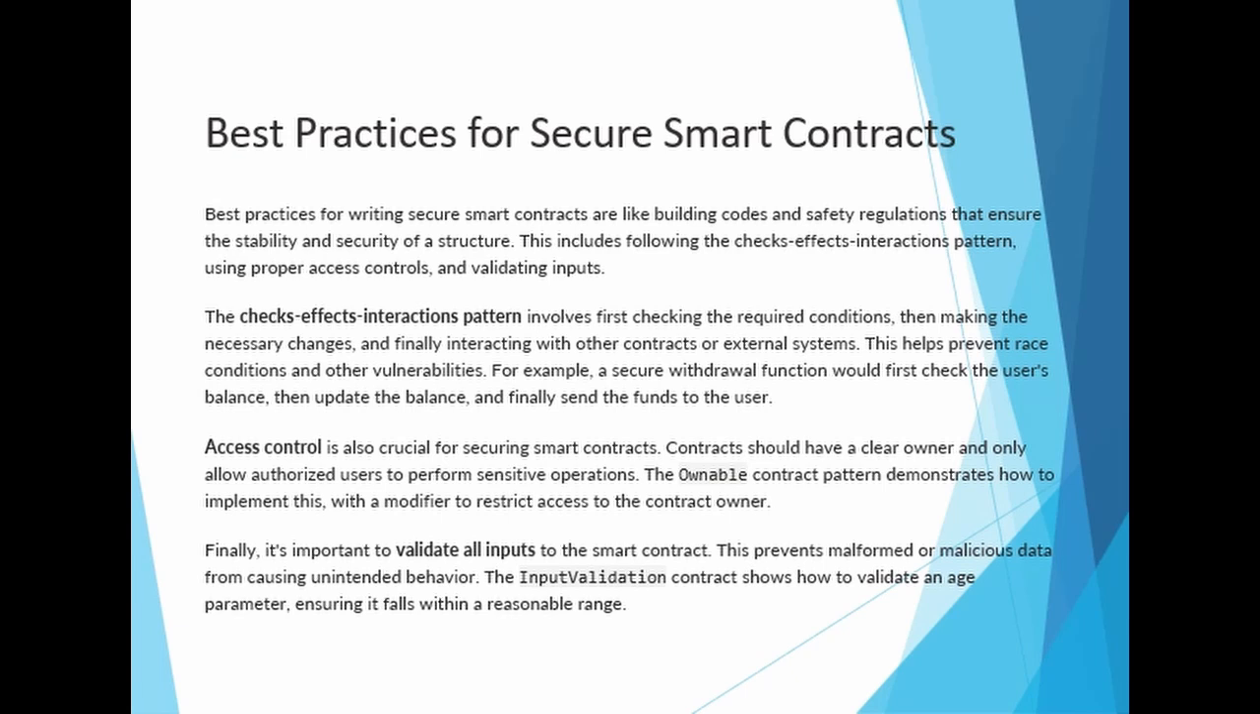For example, a secure withdrawal function would first check the user's balance, then update the balance, and finally send the funds to the user. This is an example of how to prevent reentrancy attacks as shown in the previous slide. Access control is also crucial for securing smart contracts. Contracts should have a clear owner and only allow authorized users to perform sensitive operations. The Ownable contract pattern demonstrates how to implement this with a modifier to restrict access to the contract owner.